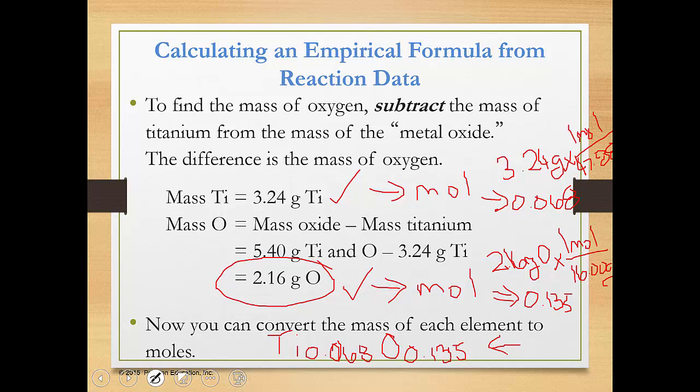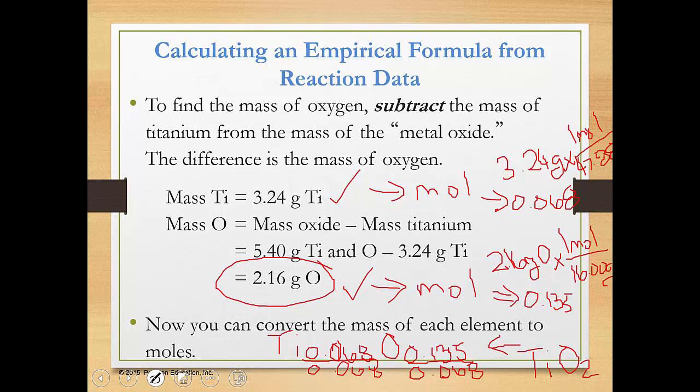Now, if I divide both of those by 0.068, because that's my smallest number, I know I have to have at least one atom. That's why I divide by the smallest one. I can't have less than an atom. So if I ratio the smallest one to 1, I should be good to go. Okay, now when I do that, I end up with titanium with just one of them, and then divide 0.135 by 0.068, and I see that I get oxygen. The number, if you look at it, it's 1.985, rounds up to 1.99, or essentially 2.